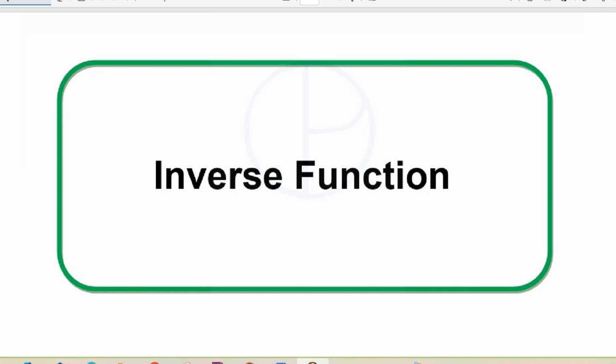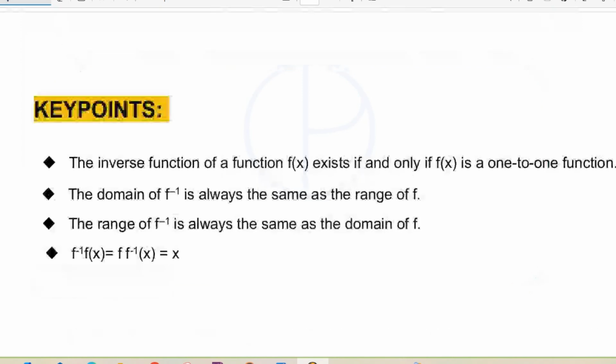Hello everyone, in this video we are going to look at how to find the inverse of a function. These are the key points we are going to use.